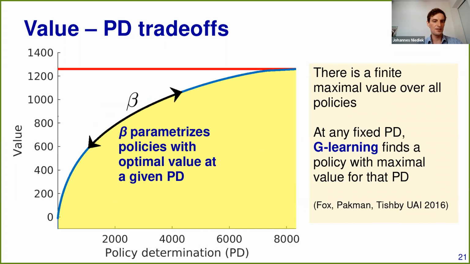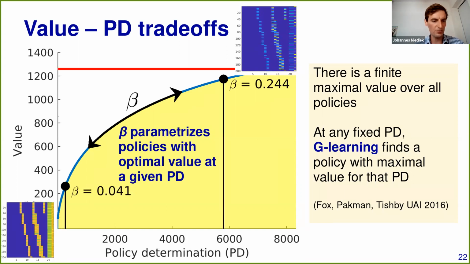And we use the parameter beta to talk about these policies. So in the rest of the talk, I will mention beta a lot. And it always means that we are talking about policies that have a certain PD and have the highest possible value for that PD. And we can compute them by a known algorithm called G-learning.